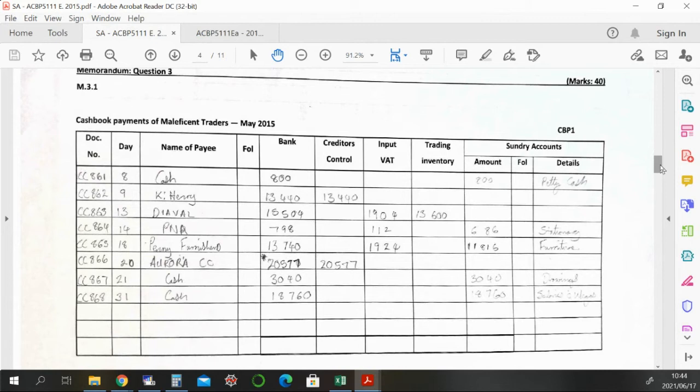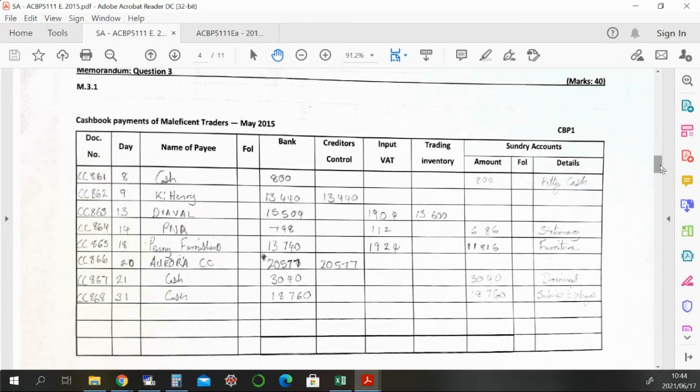And then we have calculated input VAT because it's furniture. Office furniture. Yeah, so that's fine. Office furniture. Then we have settlement of account with Aurora.